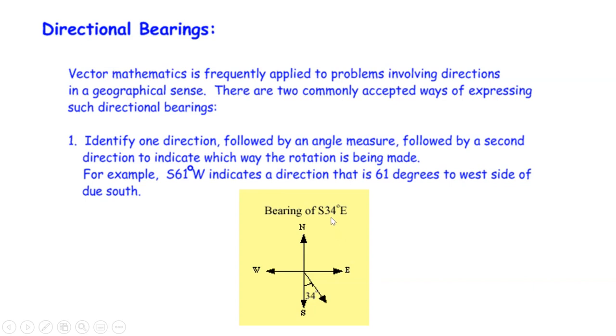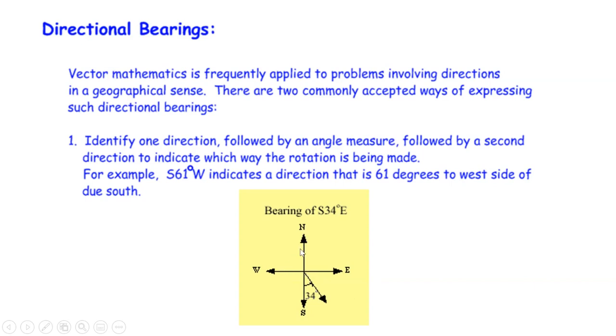This is saying that you are 34 degrees east of south. Okay, so here's south down here, right? And you're moving east from south. You always put the north-south first, and then you put the east-west. Most people do, I should say that, because I've seen it done the other way as well.